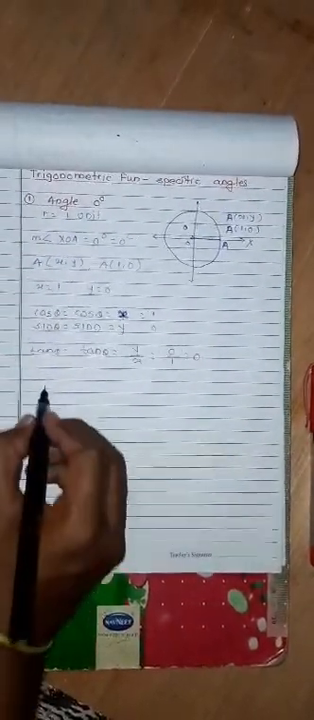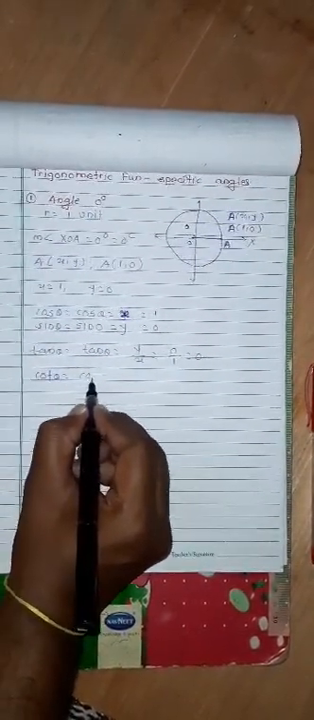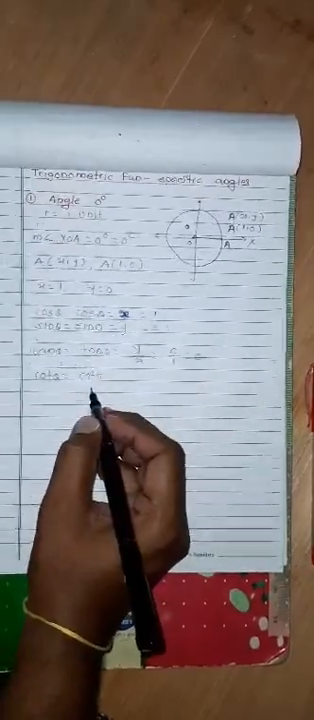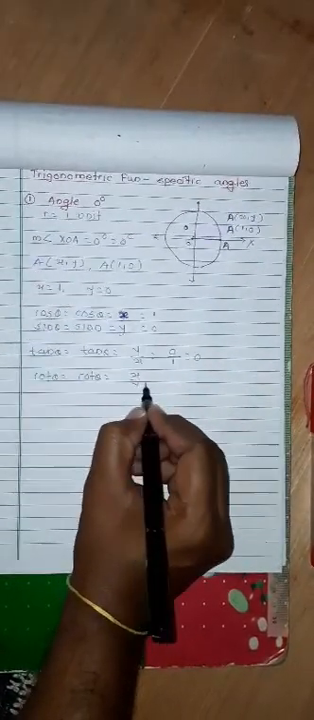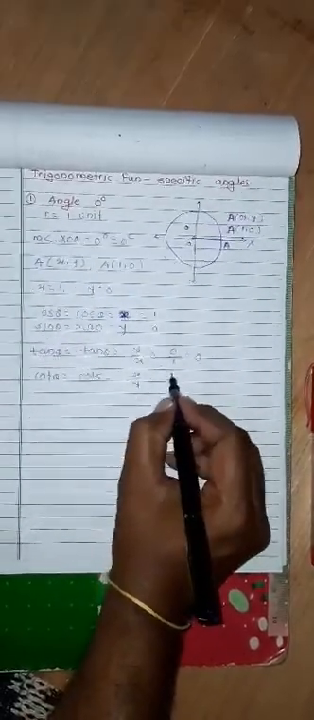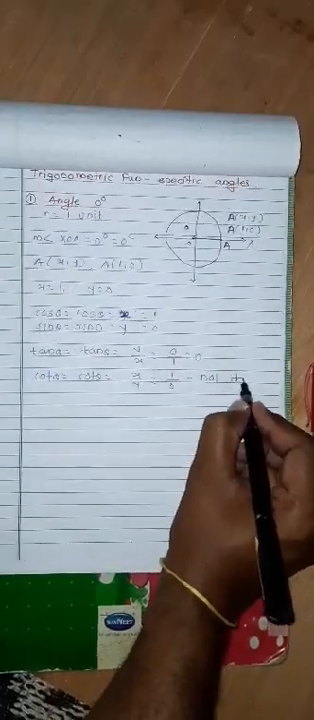There should be cot of theta, means the cot of 0 is equal to x upon y, means that x upon 1 upon 0 is not defined.